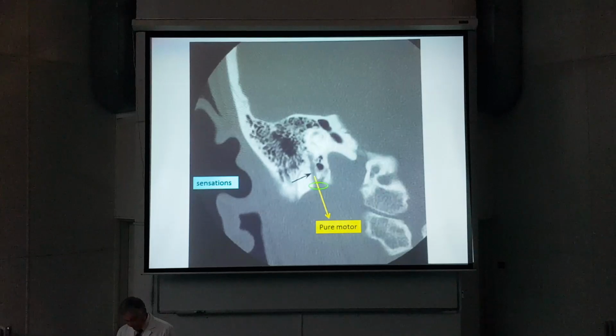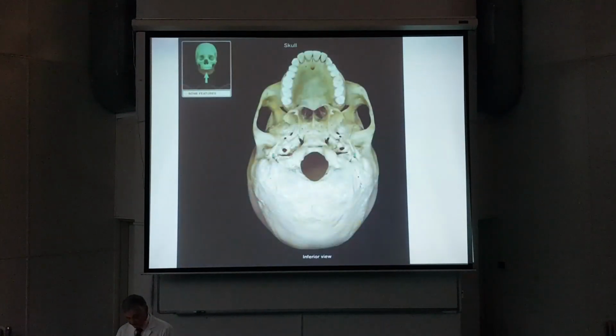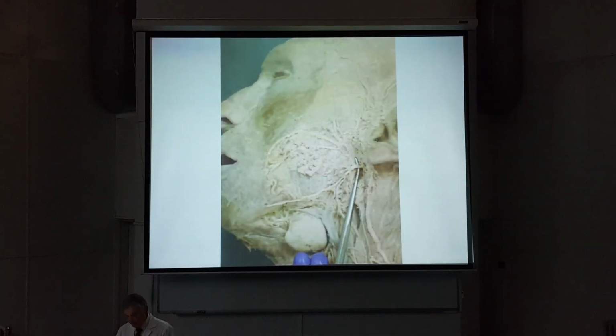motor. Now, this structure is the external ear, the pinna of the external ear, and some areas of the pinna of the ear have sensations that will be carried by the facial nerve. So these sensory nerves will come and join the facial nerve. That's the stylomastoid foramen. This part of the facial nerve is purely motor.